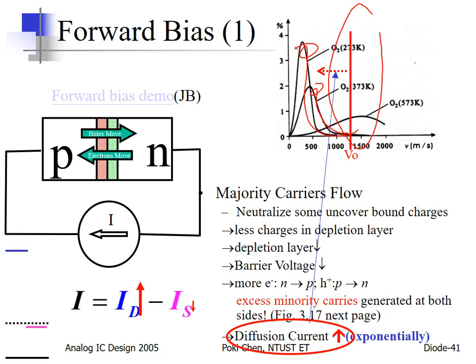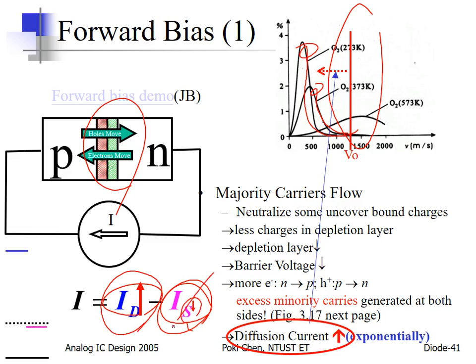Bingo. Okay, so the diffusion current will be exponentially increased. Congratulations. But how about the IS? Again, because the barrier energy is reduced, the depletion region will also be reduced proportionally. I mean, only a little bit. Very small change here, huge change there. So you can neglect this one for forward bias.